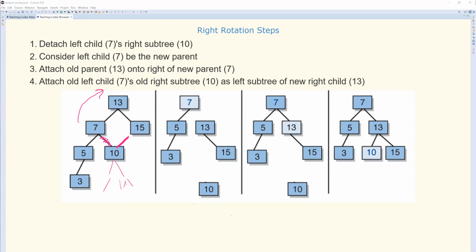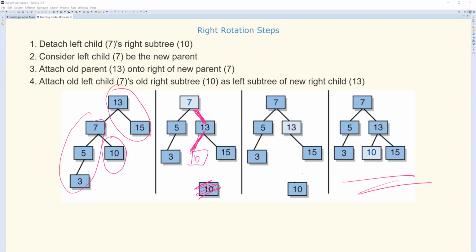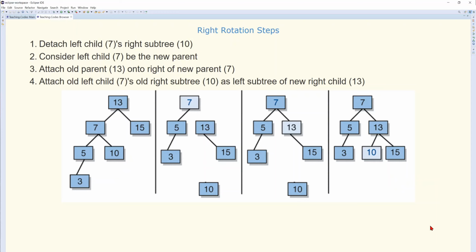13 and 15 are removed from 7 and taken one level down. This is detached and this group is shifted up. Then we create this link and take 10 here and attach it here. It's not here anymore. And that's the result, as you can see here. It's actually simple.